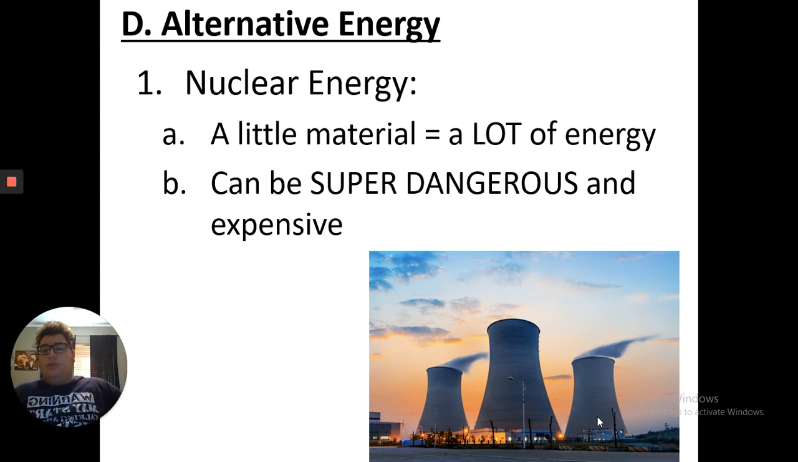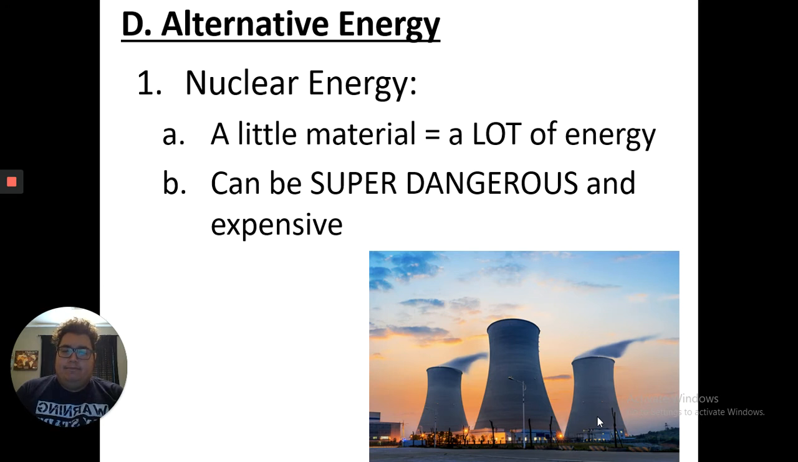So, one, nuclear energy: little material, but a lot of energy. It can be super dangerous if you've seen Chernobyl or Three Mile Island, or the Fukushima plant. These power plants can get really bad. For instance, Chernobyl in Ukraine had just gotten stuff kind of settled, and then a forest fire comes out and is about to hit the shelter that was put in place.